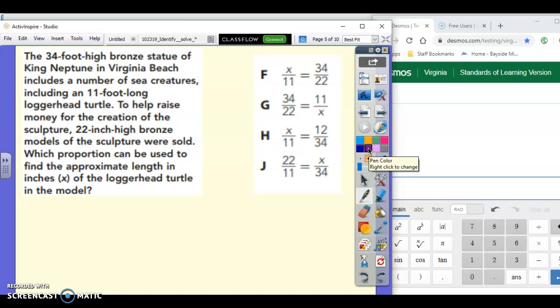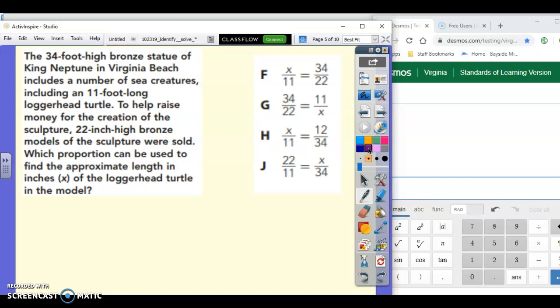The 34-foot-high bronze statue of King Neptune in Virginia Beach includes a number of sea creatures, including an 11-foot long loggerhead turtle. To help raise money for the creation of the sculpture, 22-inch high bronze models of the sculpture were sold. Which proportion can be used to find the approximate length in inches of the loggerhead turtle in the model?